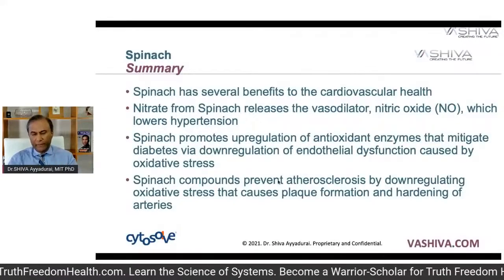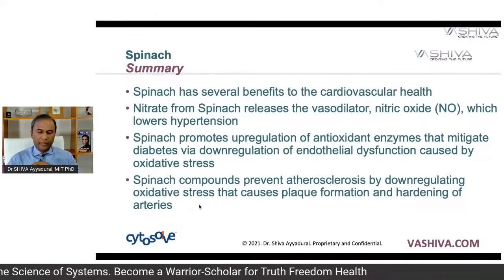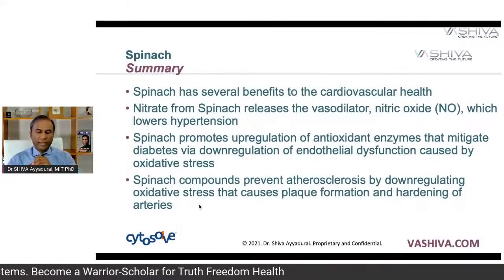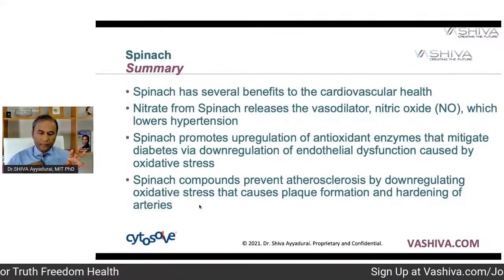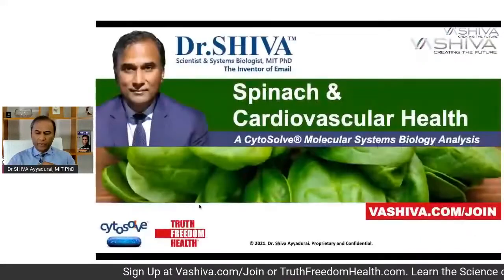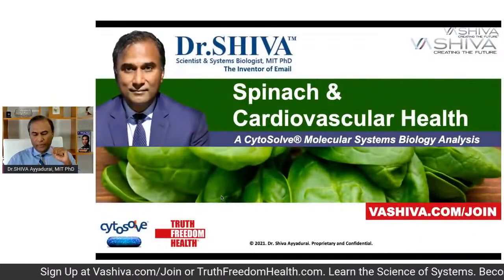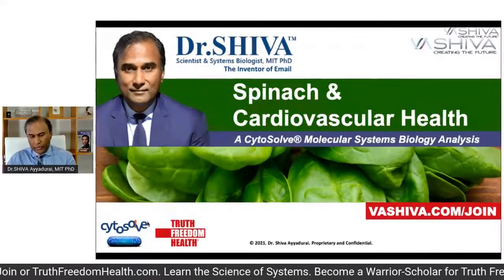And then the third important item here is that spinach compounds prevent arteriosclerosis by downregulating those oxidative stress molecules that cause plaque formation and hardening of the arteries. All right, so there you go. Today we've covered spinach and cardiovascular health. I hope you enjoyed it.